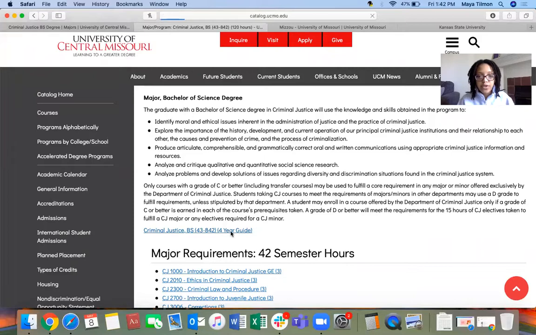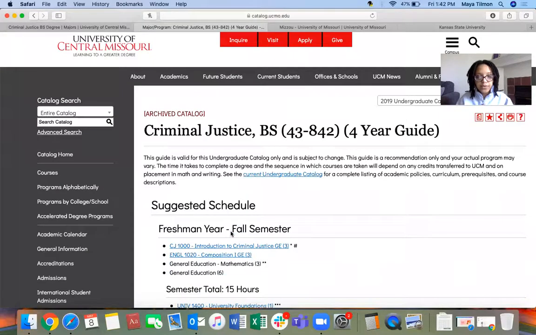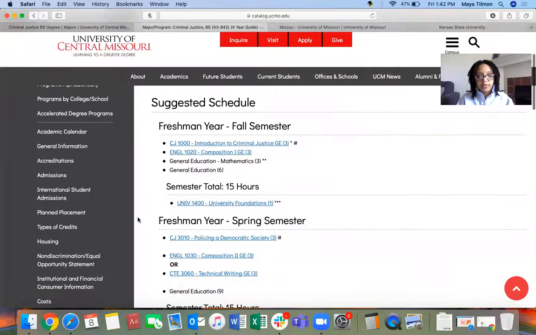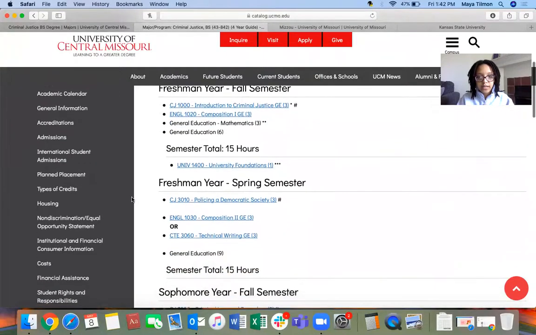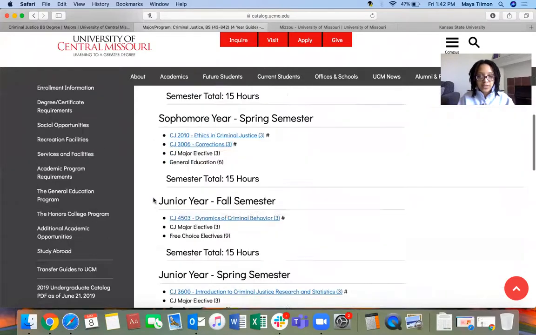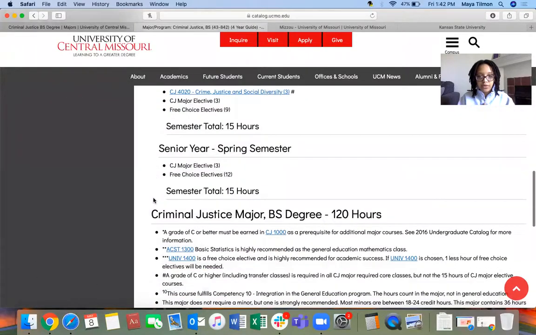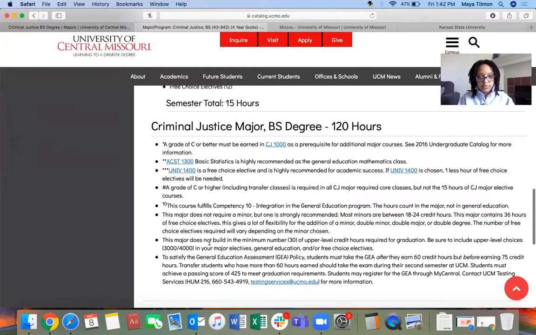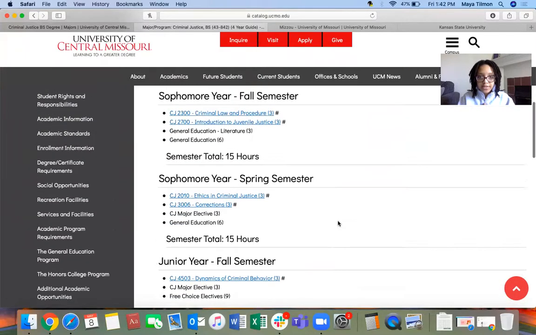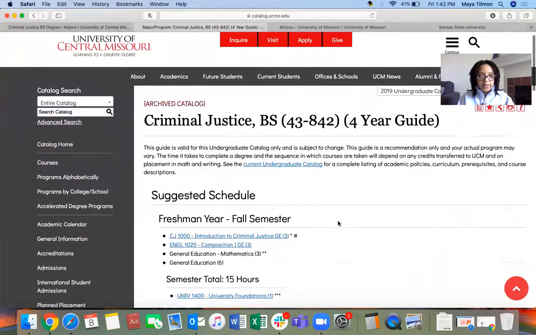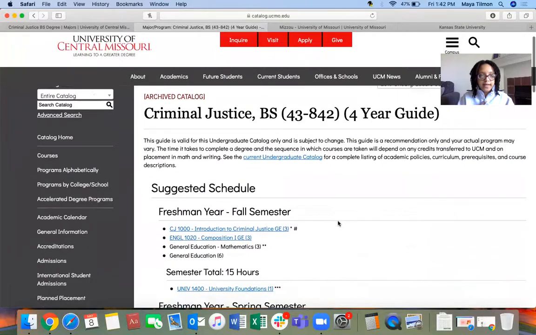And then here's a 4-year guide, which I personally think is really helpful. So this will give you a good idea of what most people take their freshman year, what most people take the spring semester of their freshman year, sophomore year, junior, senior, and so on. And then here's just a cute little section with details about things. So that is UCM's website.